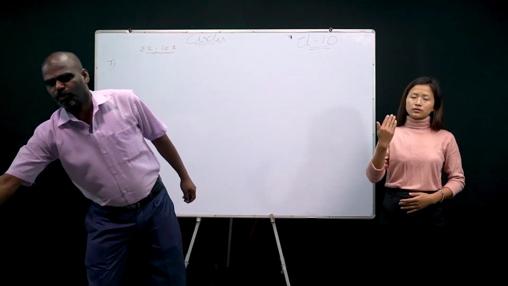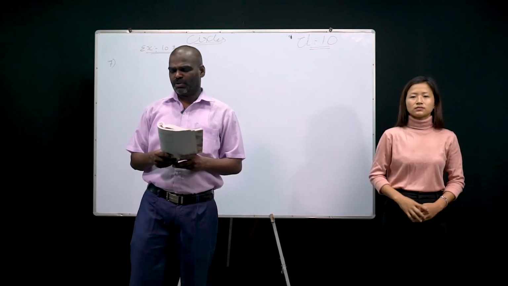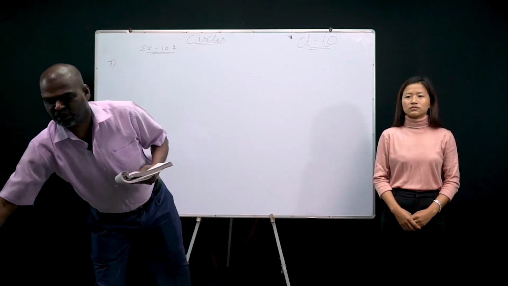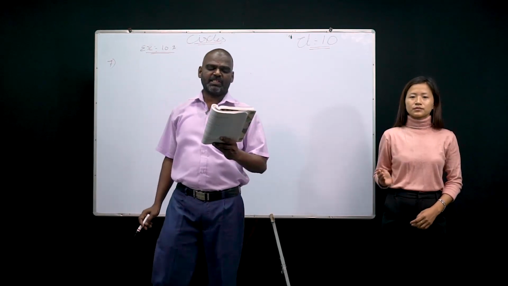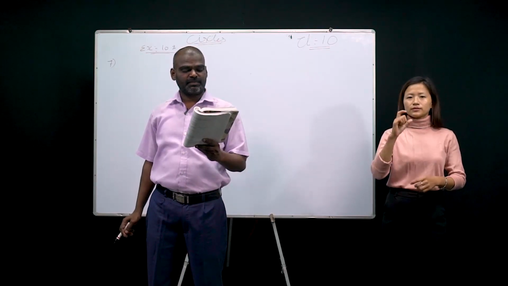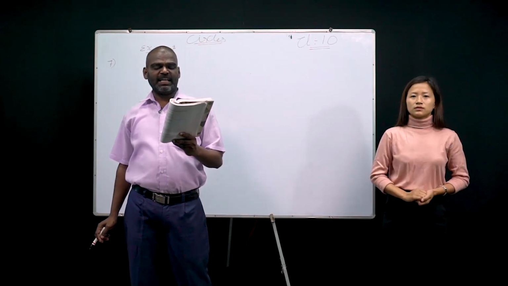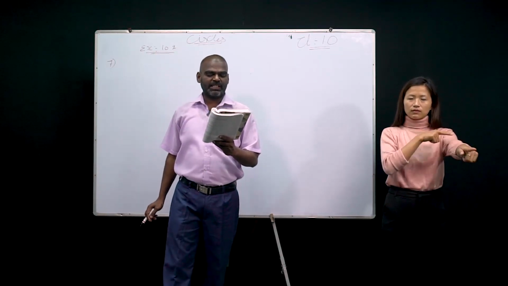Next, in this class, we will go to question number 7. Let me read the question. Two concentric circles of radius 5 cm and 3 cm. Find the length of the chord of the largest circle which touches the smaller circle.